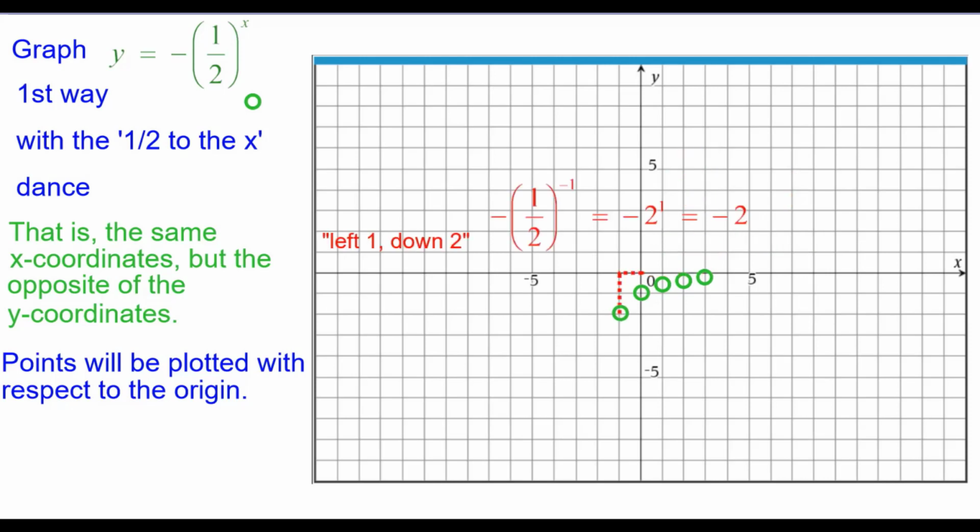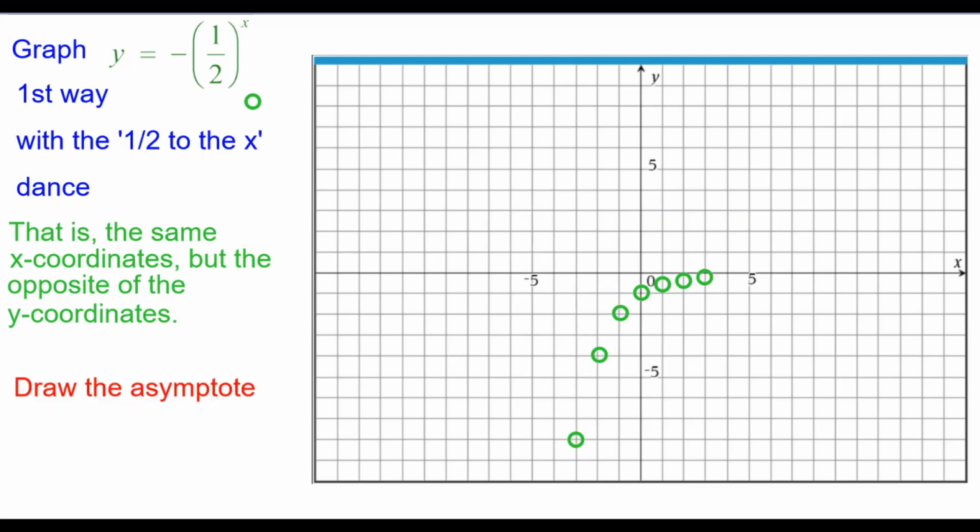Using negative exponents, which mean take the reciprocal, the opposite of the reciprocal of 1/2 is going to be -2. So left 1 down 2. Left 2 down 4, the opposite of the reciprocal of 1/2 squared will be -4. And the opposite of the reciprocal of 1/2, which is 2, raised to the third power, will be -8.